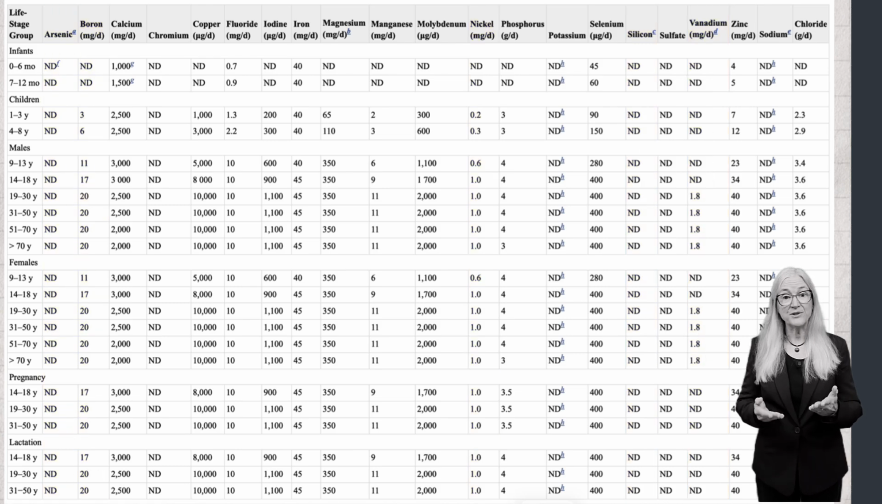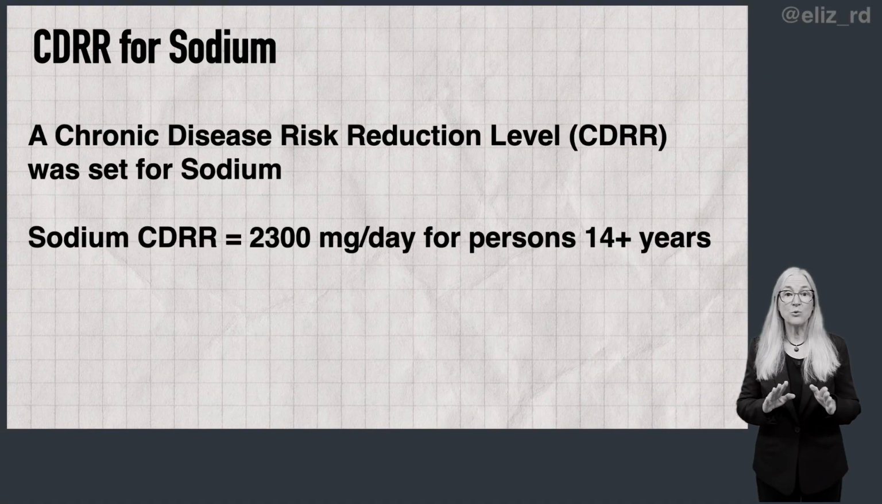When the sodium and potassium standards were updated in 2019, the upper level for sodium was replaced by a chronic disease risk reduction intake level, or CDRR. This level was set at 2,300 milligrams per day for individuals 14 years and older, and is based on evidence linking higher intake to cardiovascular disease and hypertension. According to the Centers for Disease Control and Prevention, the CDC, Americans consume an average of 3,300 milligrams of sodium per day, which is a health concern.